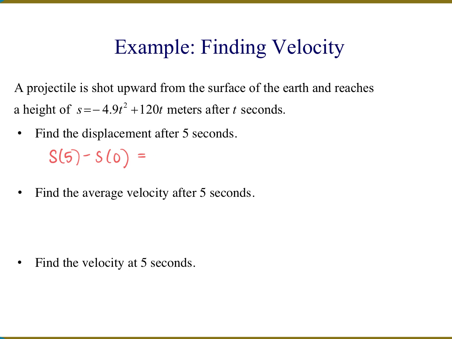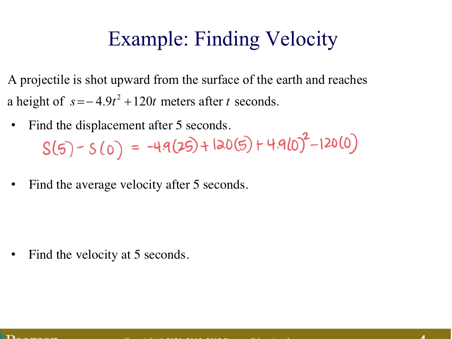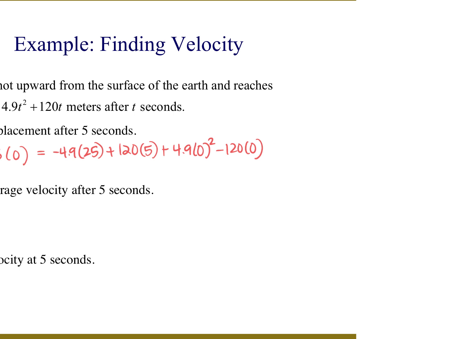So we'll be doing negative 4.9 times 25 plus 120 times 5 minus or plus 4.9 times 0 minus 120 times 0. So somebody can plug that in. And we do have some zeros here that we're using, and then we're going to get 25 times negative 4.9 plus 120 times 5. Anybody got that? 477.5.